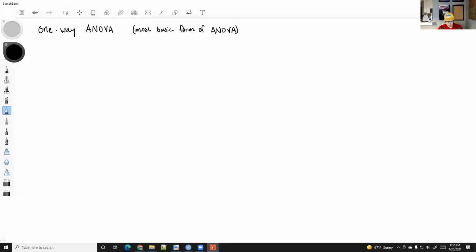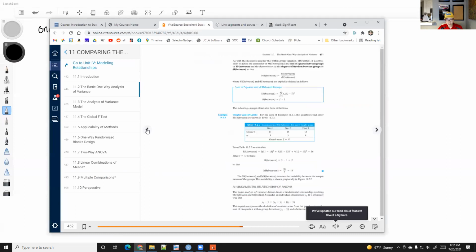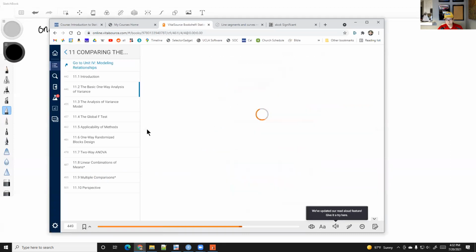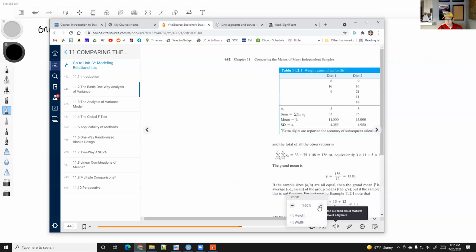Okay, so let me pull up our textbook, and I'm going to copy this data table. If I can zoom in.